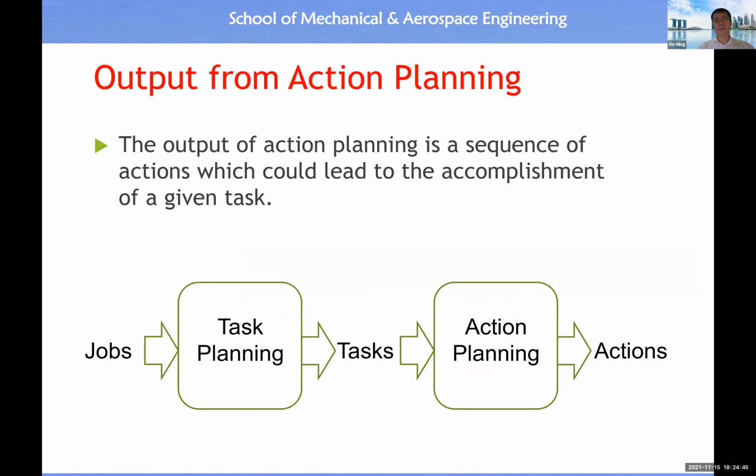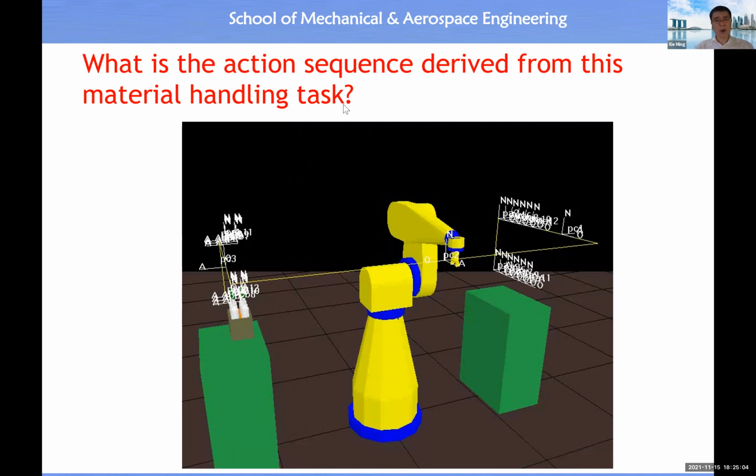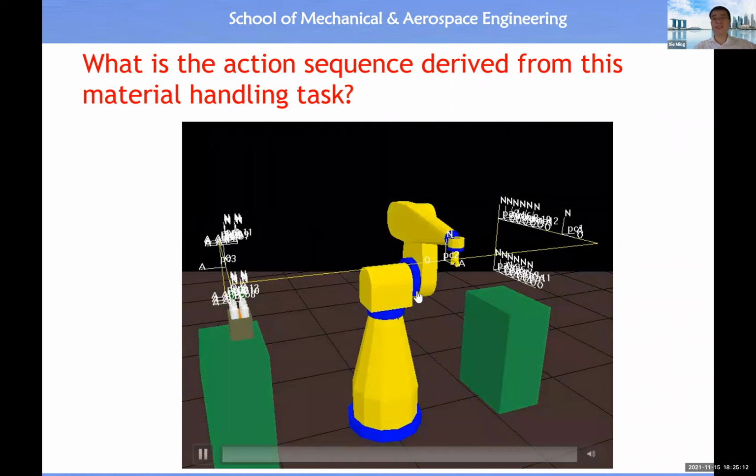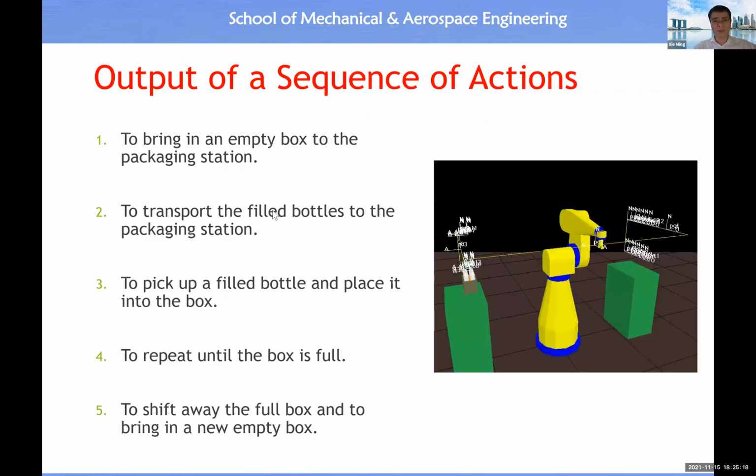Then what will be the output from the action planning module? The output from the action planning module will be a sequence of actions which could lead to the accomplishment of a given task. And here I shall show you some examples. For example, for this material handling task, what will be the action sequence? You have seen this video. So basically, this is a pick and place task. Therefore, from the video, we could identify this sequence of actions.